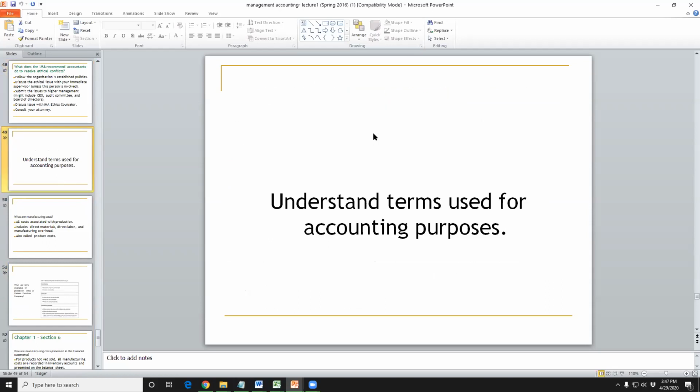All right, so let's take a little more look at what is in the textbook for Chapter 1. That's kind of my view of where we're going, but now let's take a look at Chapter 1.